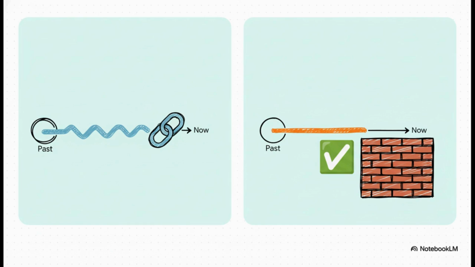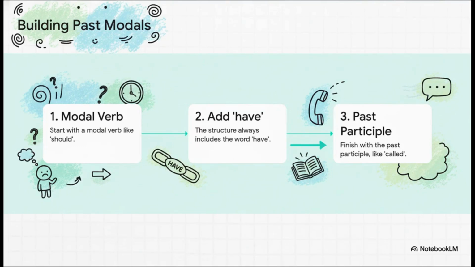You know that feeling of looking back and thinking, ugh, I should have done that differently? Well, that's what past modals are for. And the formula is super simple. It's a 3-part recipe. Modal verb plus have plus the past participle. So, you should have called is the perfect way to talk about a past possibility or a regret.